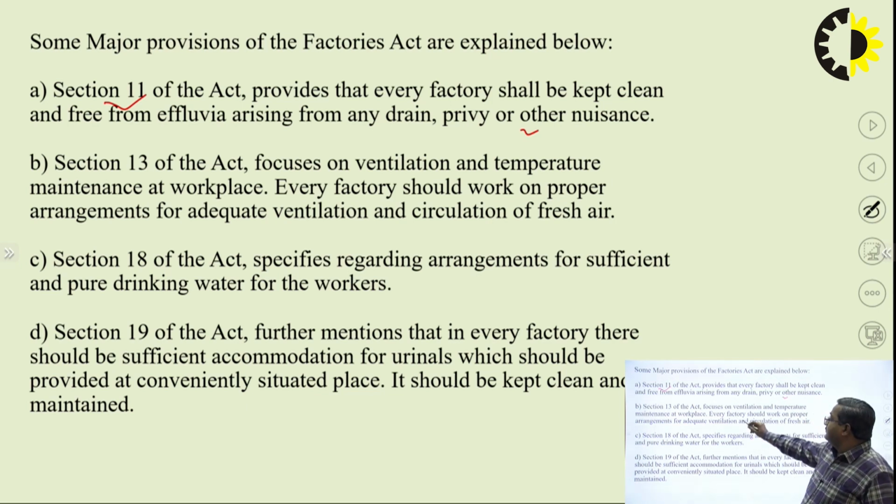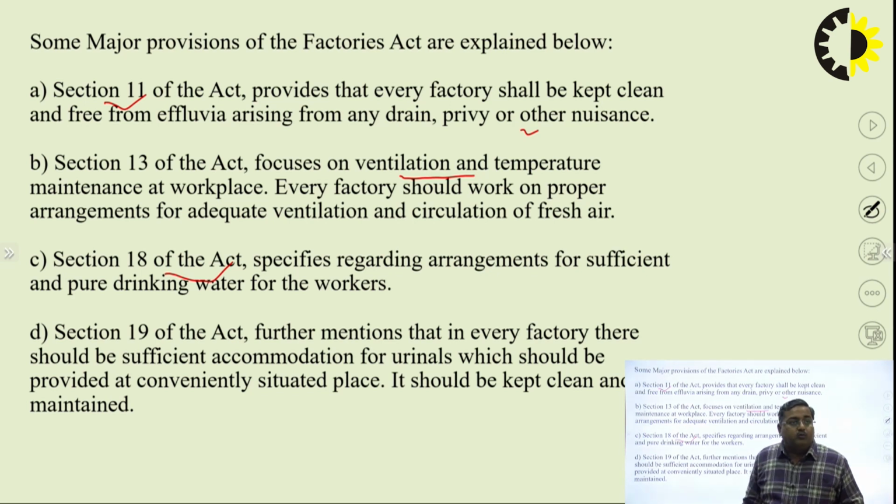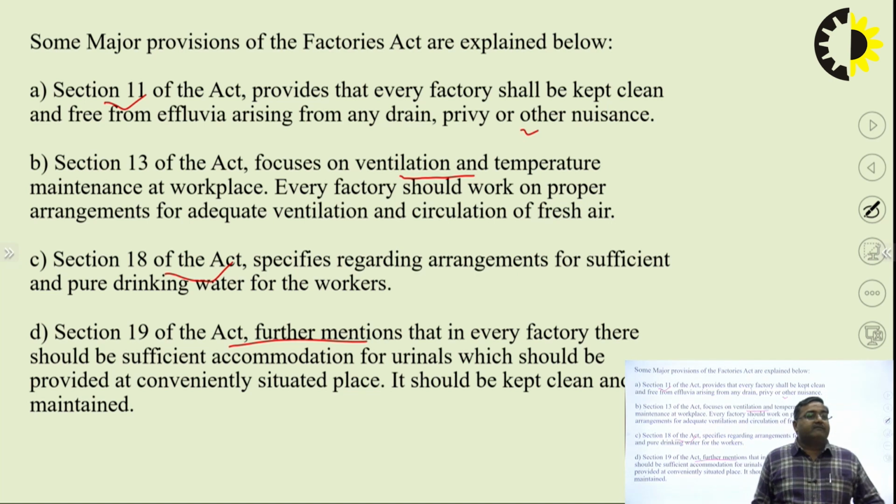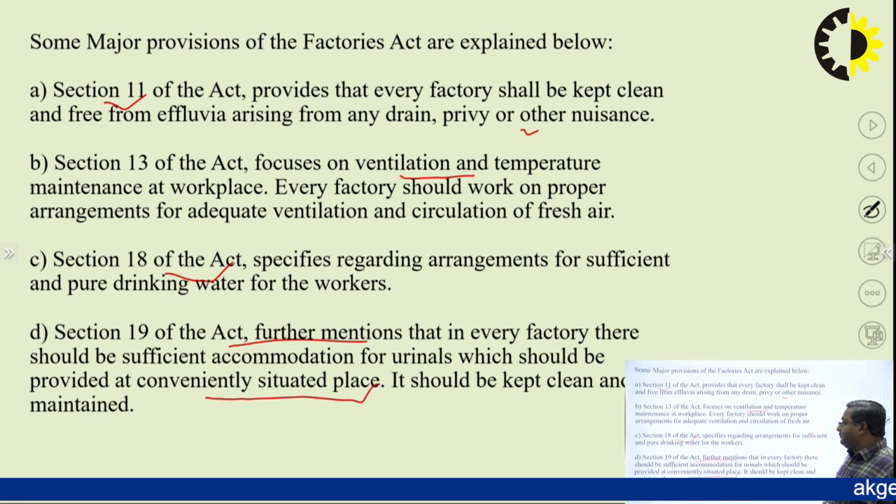Section 13 of the Act focuses on ventilation and temperature maintenance at the workplace. Every factory should make proper arrangements for adequate ventilation and circulation of fresh air. Section 18 of the Act specifies arrangements for sufficient and pure drinking water for workers. Section 19 further mentions that in every factory there should be sufficient accommodation of urinals, which should be provided at conveniently situated places. They should be kept clean and maintained.